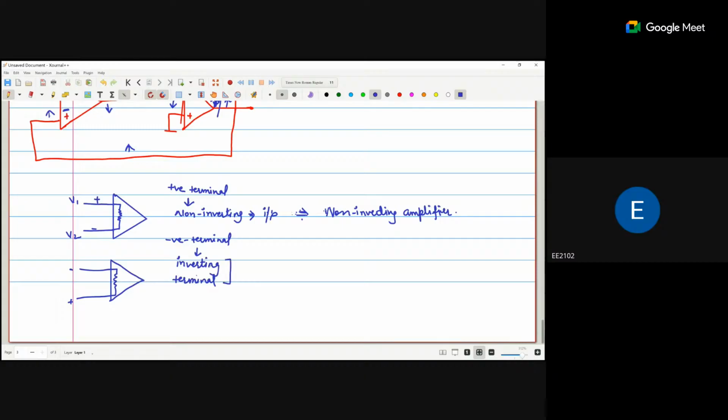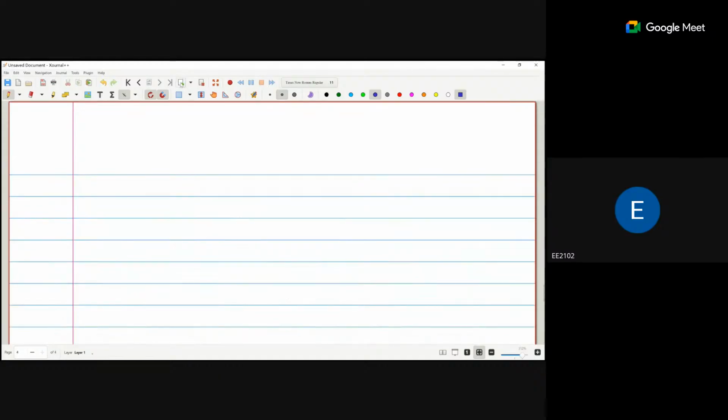And if you apply the input on the inverting terminal, we call it the inverting amplifier. So there are two types of configuration we can use, one is the inverting and one is the non-inverting amplifier. In week one, we already covered only the non-inverting amplifiers.